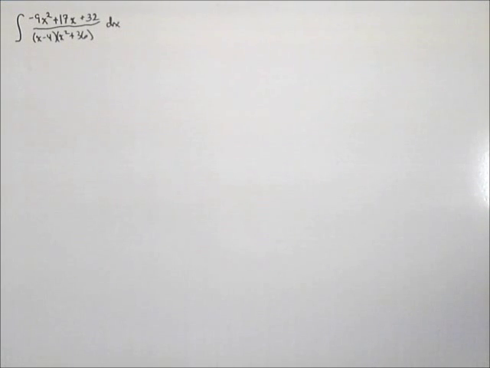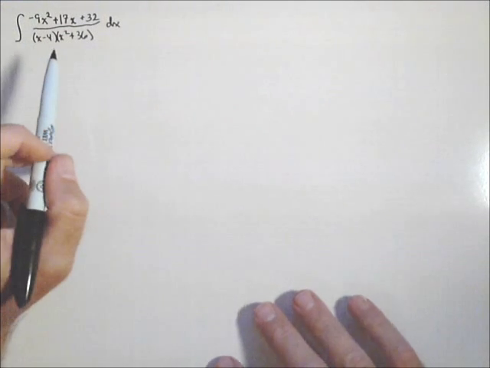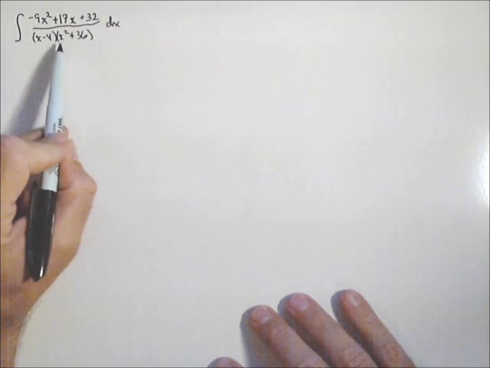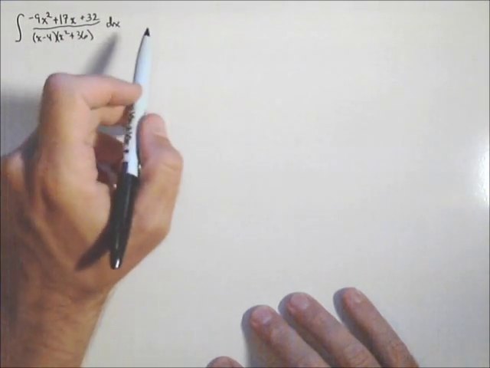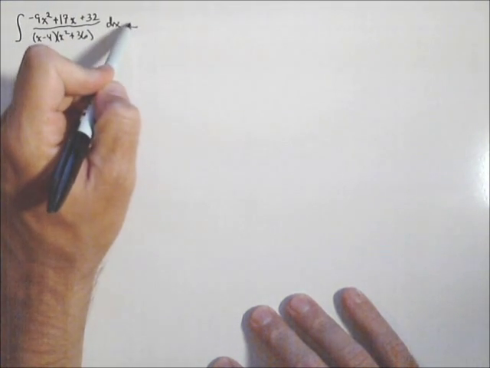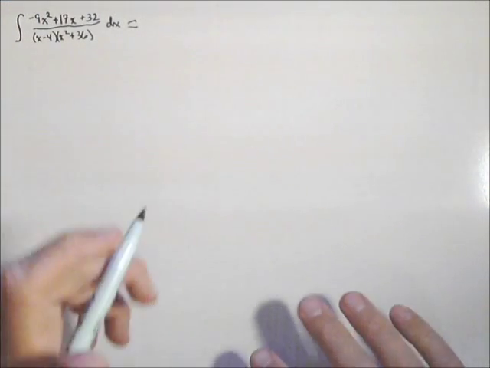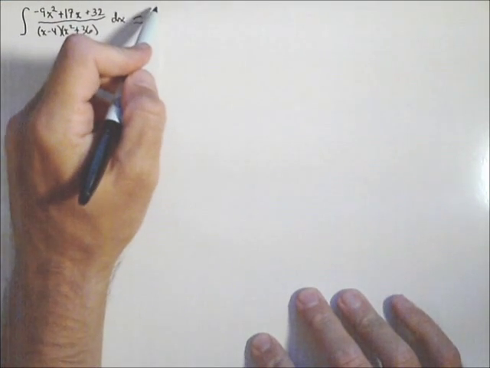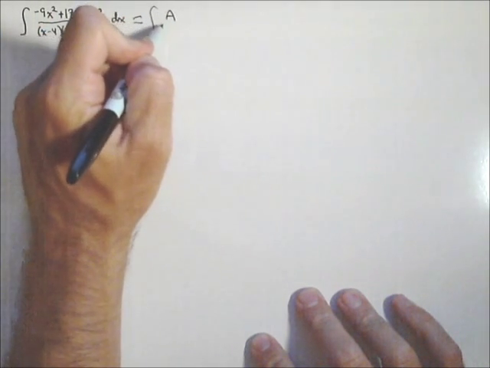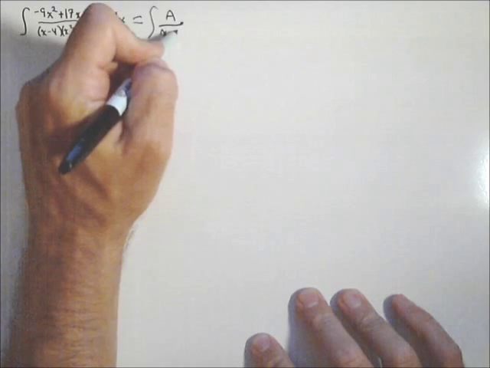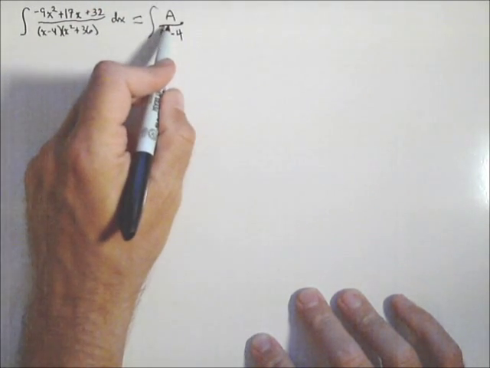In this problem, we're going to solve this antiderivative by using partial fraction decomposition. Now, we already have the denominator factored into one linear factor and one irreducible quadratic factor. So the way this one is going to be set up is we're going to be looking at an antiderivative of the form A over x minus 4.